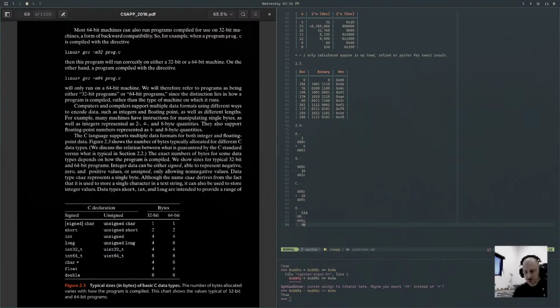Computers and compilers support multiple data formats.